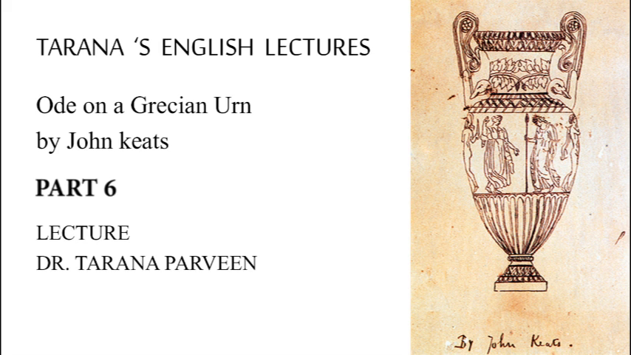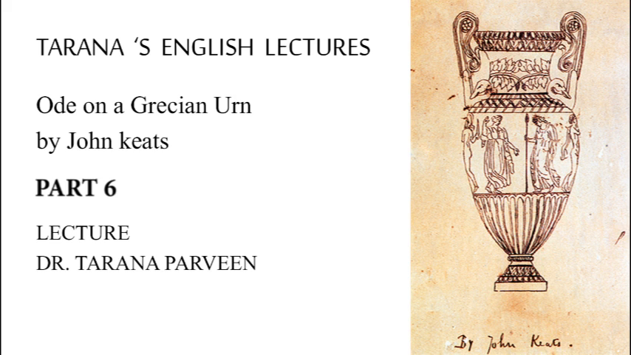Ode on a Grecian Urn by Keats. We will discuss the form and structure of the poem. This poem was written by the Romantic poet John Keats in May 1819. Ode on a Grecian Urn was first published anonymously in the book Annals of the Fine Arts for 1819.